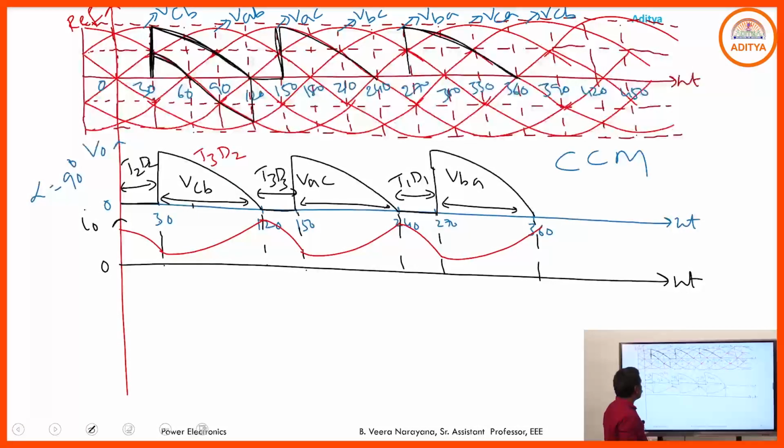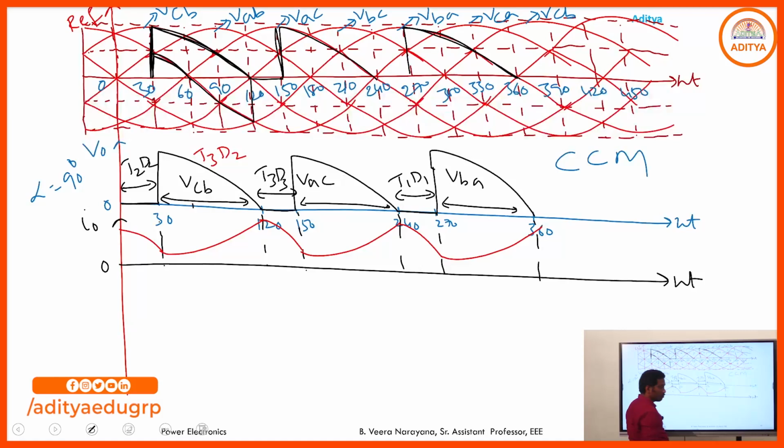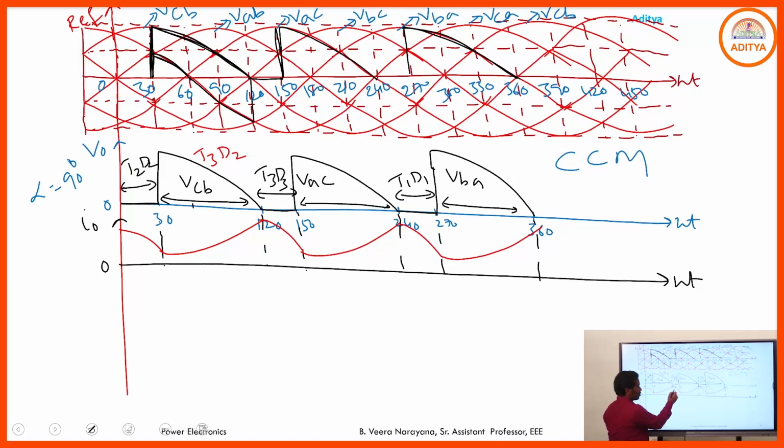Then, if you go with the waveform, from alpha 0 to 30, output voltage 0. 30 to 120, VCB appears across the load. 120 to 150, 0. Again you have some voltage. If you go through the continuous conduction mode, then this is the current waveform representation.